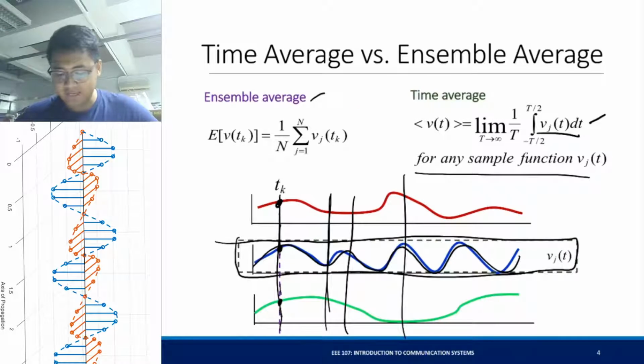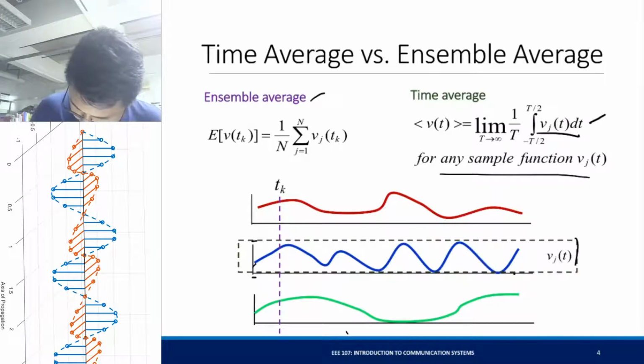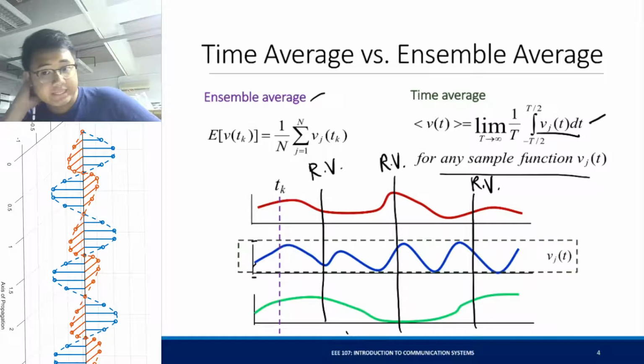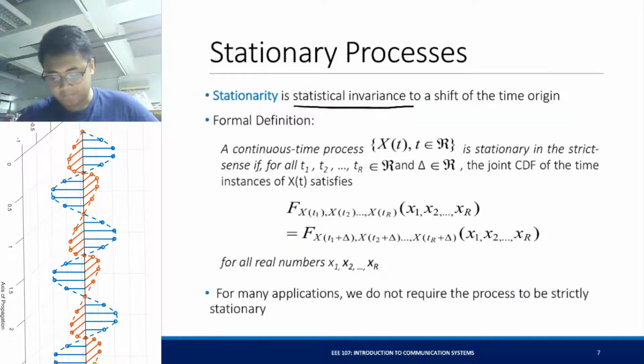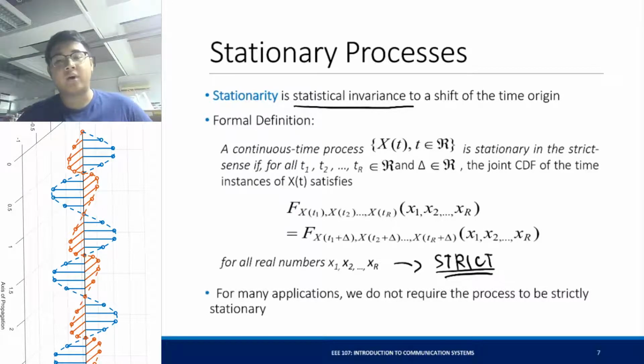It means that even if, let me just clean this. So if we get the snapshot here, here, here, and here, we still get the same statistical properties: the same random variable here, here, and here. The statistical properties at those points in time are still the same. It doesn't matter. And that's what we call a stationary process. This is the definition of a strict stationary process. But for many applications, we do not really require the process to be strictly stationary.